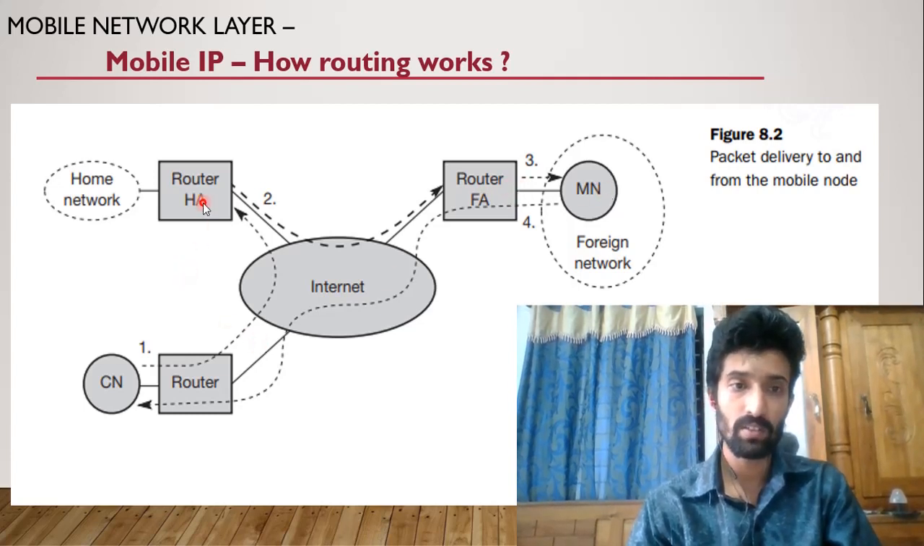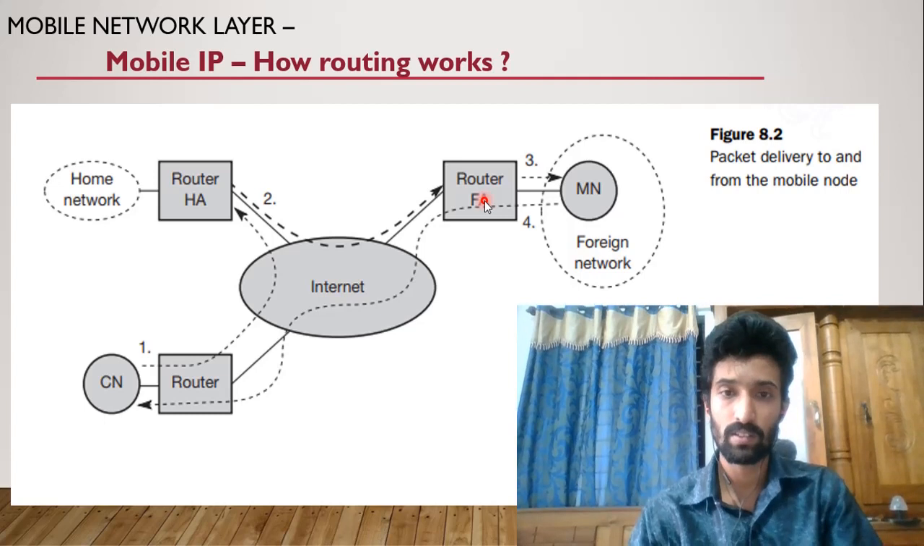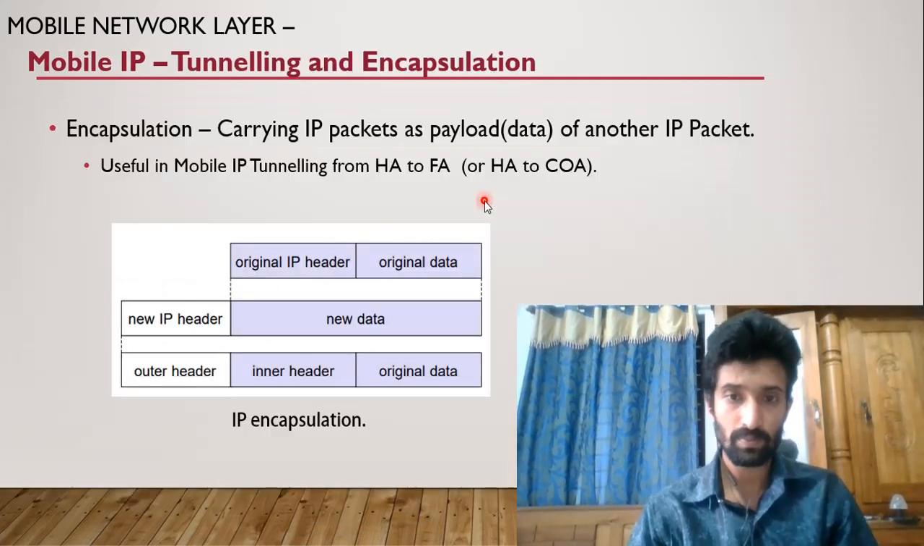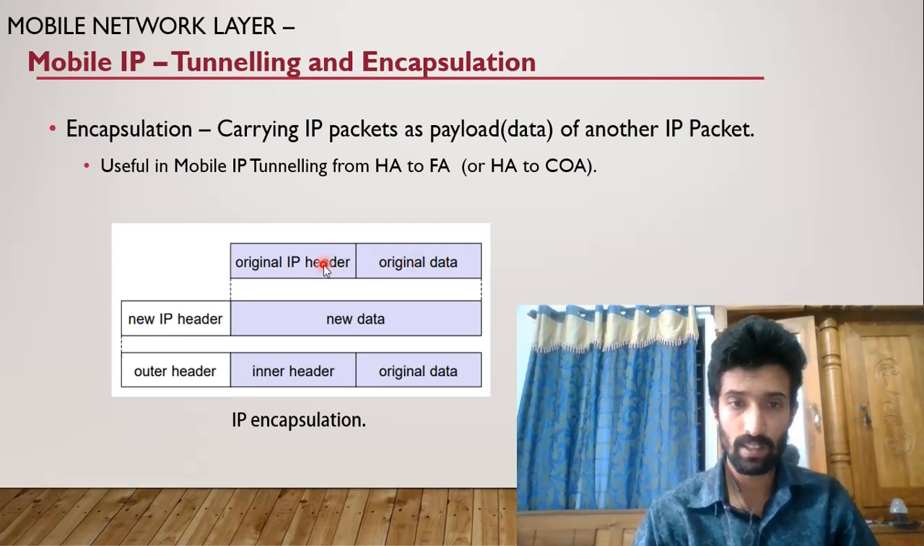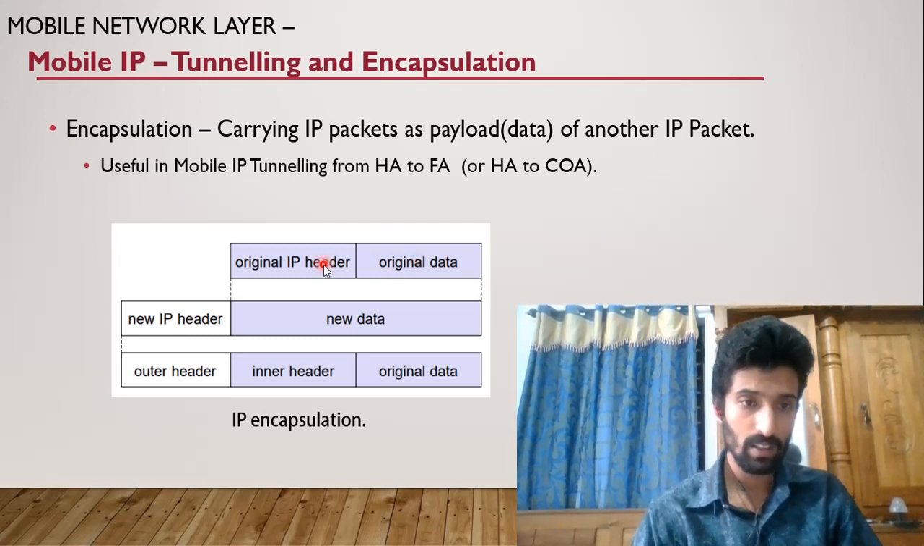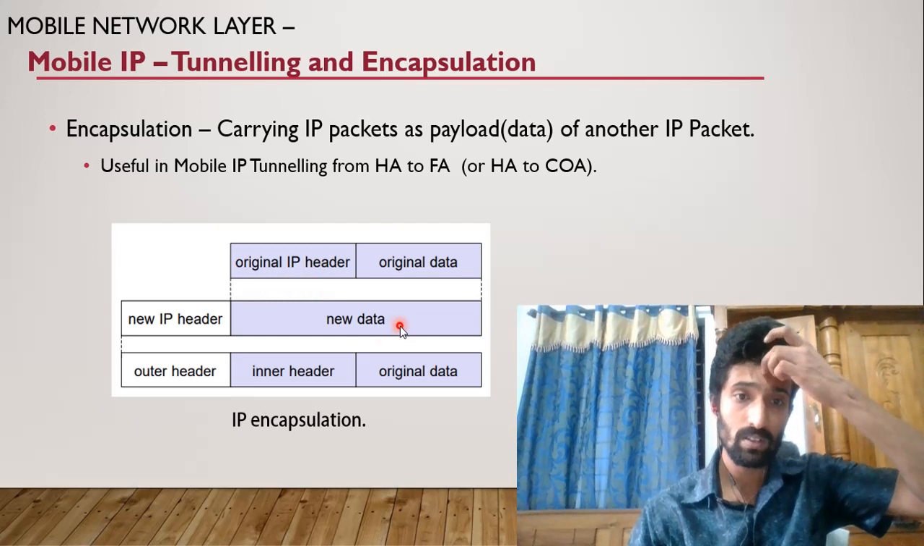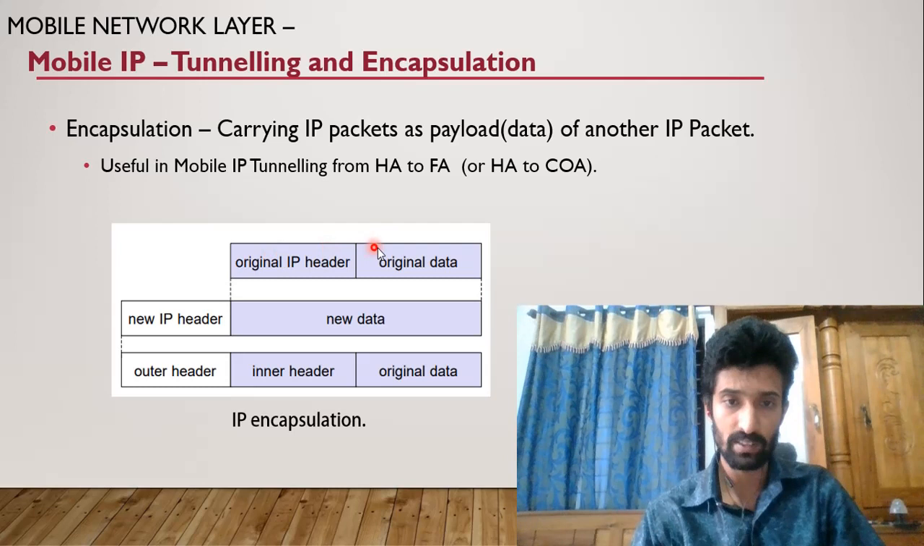So the entire path can be divided into two. First one is the path from CN to the home agent, then home agent to the foreign agent. Both packets have to be sent with a different IP address. Here are the original IP and original data. This is the packet originated at the CN. So this packet will travel all the way from CN to the home agent.